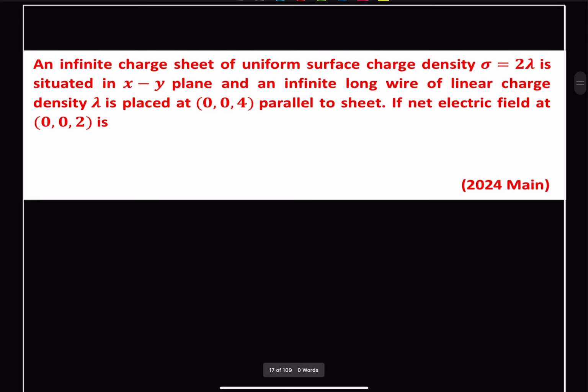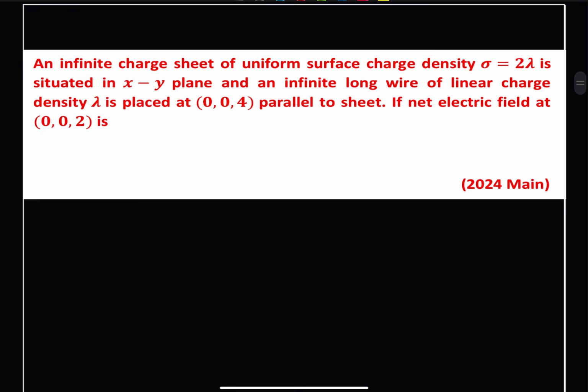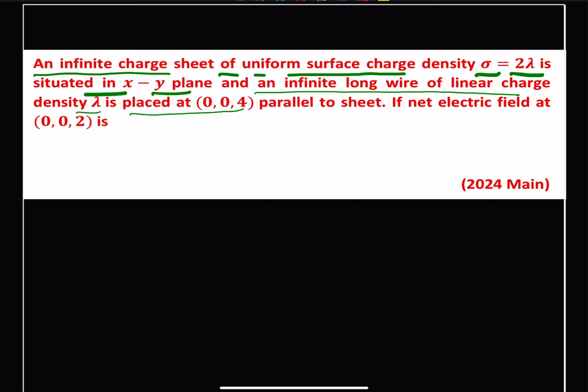It states that an infinite charge sheet of uniform surface charge density sigma, which is given as 2 lambda, is situated in the xy plane, and an infinitely long wire of linear charge density lambda is placed at 0, 0, 4 parallel to the sheet. We have to find out the net electric field at 0, 0, 2. So we can just draw an approximate figure.